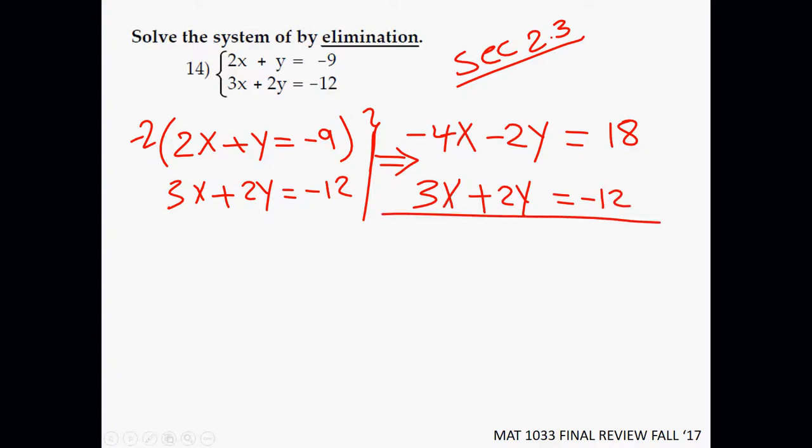And now if we add the two equations, we notice that negative 2y with the 2y cancel. Then negative 4x plus 3x, we will have negative x. 18 minus 12 will be 6. If you divide by negative 1 to cancel out the negative, you get x equals negative 6.